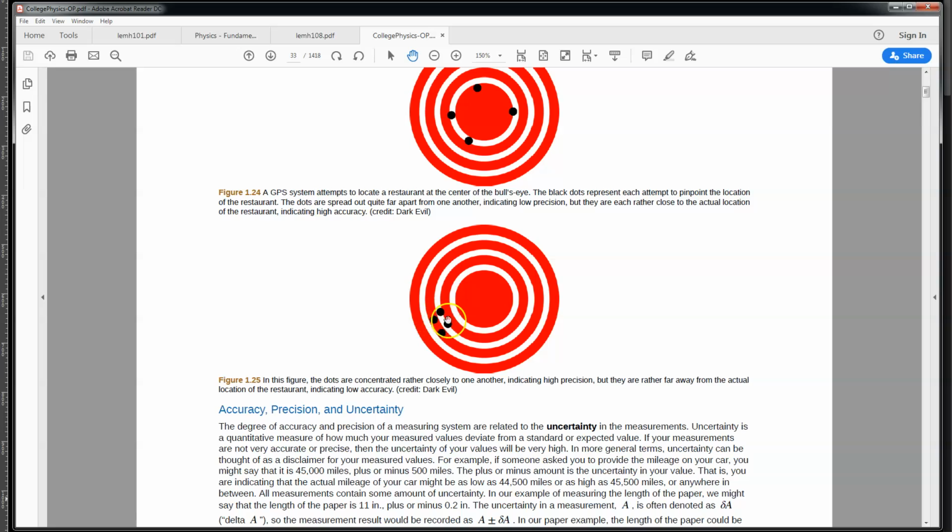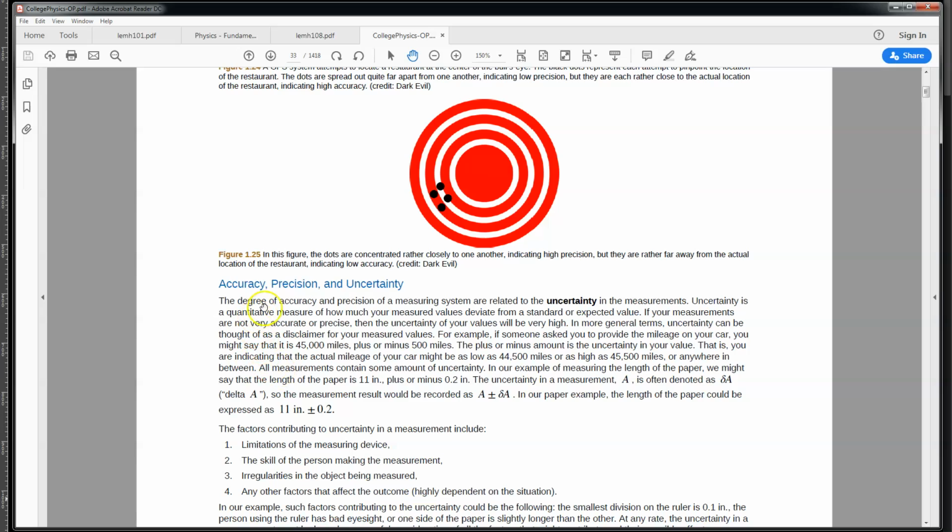And precision means that your measurements are all very close together, but probably not very close to the true value of the measurement. That's not important. The important thing is that if the measurements are all very close to one another, meaning that you get not of course the exact same values, that's almost never possible, but some values very close to one another, that means that you have been precise. But then if all of those values are also close to the true value of the measurement, then you have been also accurate, right? So what we have here is that the degree of accuracy and precision of a measuring system are related to the uncertainty in the measurements.